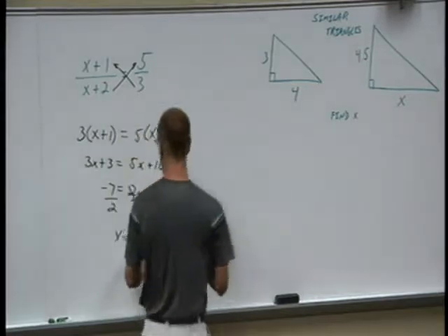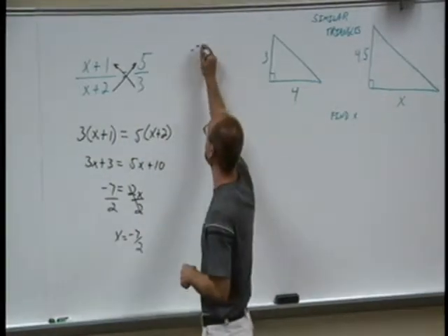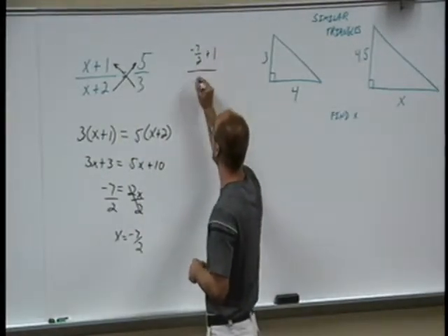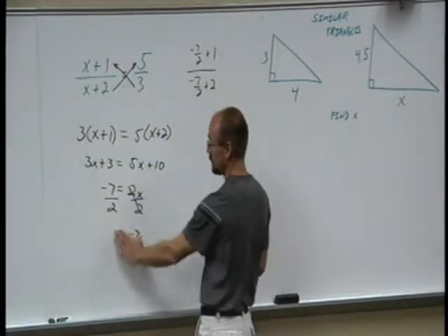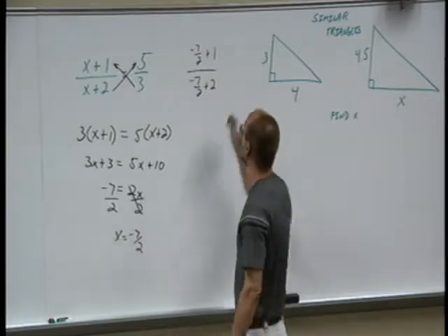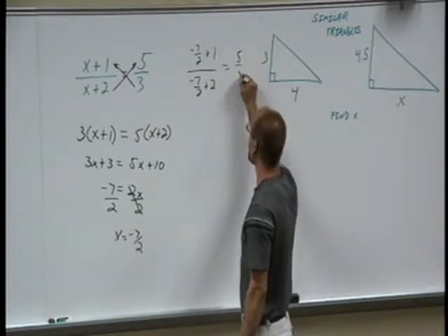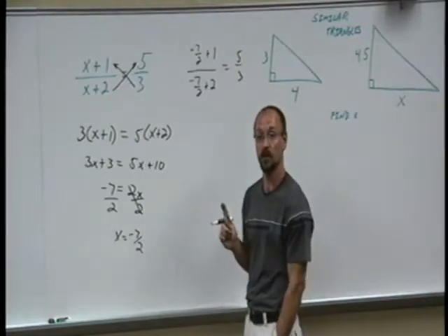So let's plug this value in when we check our work. -7 halves plus 1 over -7 halves plus 2. We're just replacing x with -7 halves. This has to equal 5/3 in order for this to be a true proportion.